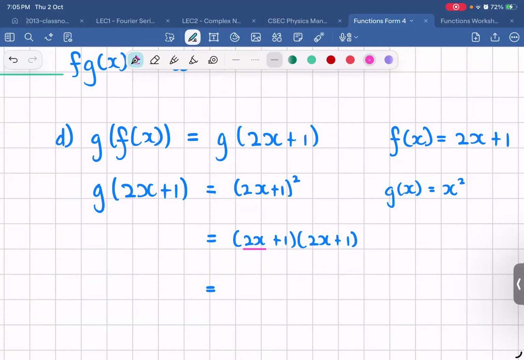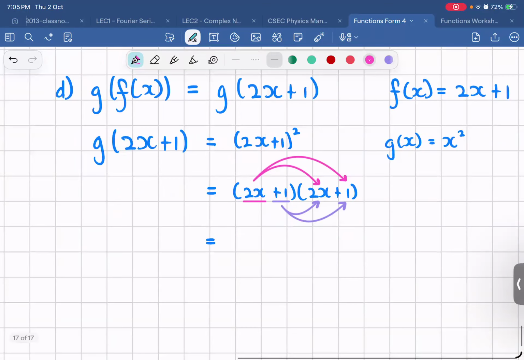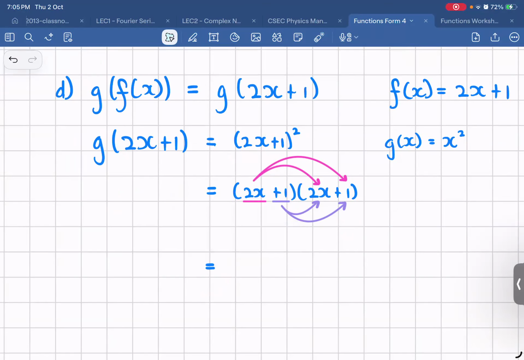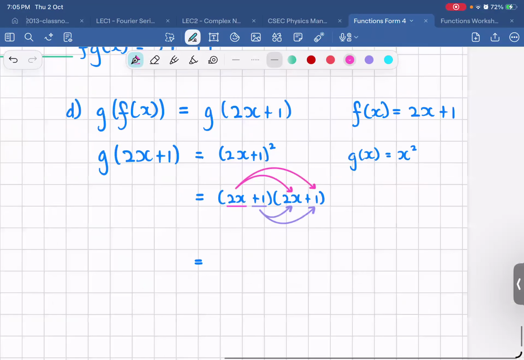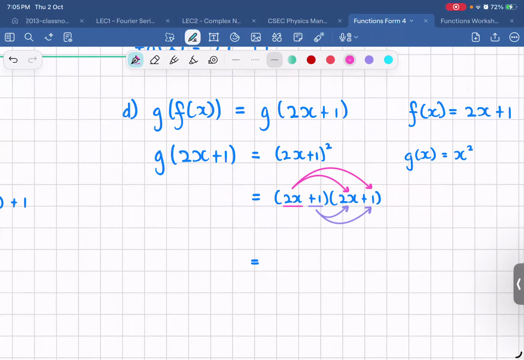So you see how we have 2x in the first bracket? Well, you're going to multiply everything in the second bracket by 2x. And you see how we have plus 1 in the first bracket? After you do all the multiplication in pink, you're going to move on to the purple multiplication. So you're going to multiply plus 1 by 2x and then plus 1 by plus 1. So I need somebody to volunteer to do the pink multiplication. Okay, good. Thank you, Shina.